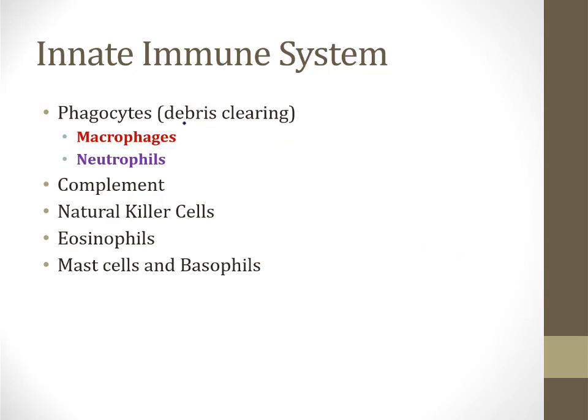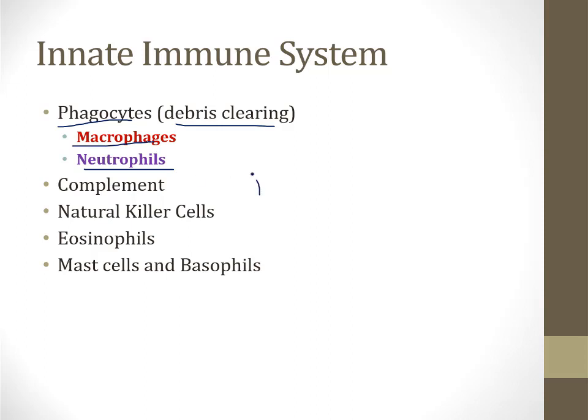But what I want to mention here is a key element of innate immunity are phagocytes. These are capable of clearing debris, for example, damaged tissue. They can also clear microbes, and so they're very important in acute inflammation. You want these cells to consume any tissue debris, to consume any pathogens, and clear them from the body. The phagocytes in innate immunity are the macrophages and neutrophils.